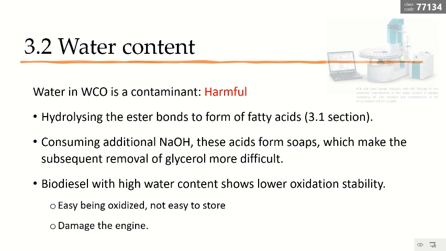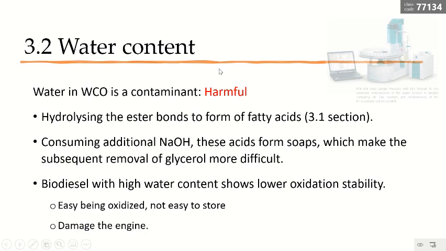The second concept here is the water content. Water content, as in the introduction part, we know it is not welcome, basically harmful. We treat it as a contaminant. It hydrolyzes the ester bonds. It will consume the sodium hydroxide, which you will use as the catalyst for the transesterification reaction. So what we want is this biodiesel, or whatever, with low water content.